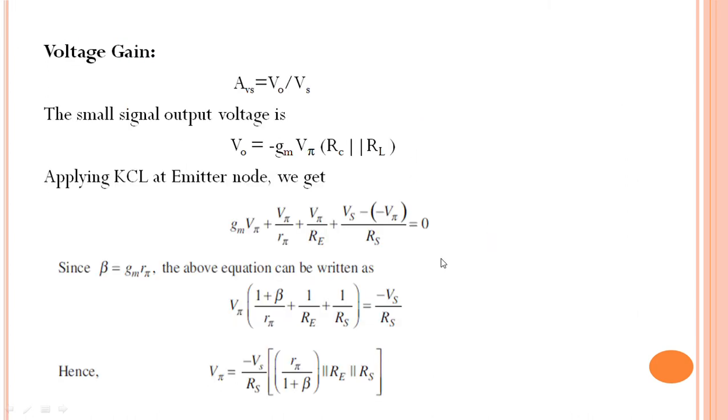If I apply KCL at the emitter node, I get the equation Gm into V pi plus V pi by R pi plus V pi by Re plus (Vs minus V pi) by Rs is equal to 0. After solving this equation and replacing Gm into V pi by beta, we obtain V pi is equal to minus Vs by Rs into R pi divided by 1 plus beta parallel with Re parallel with Rs.